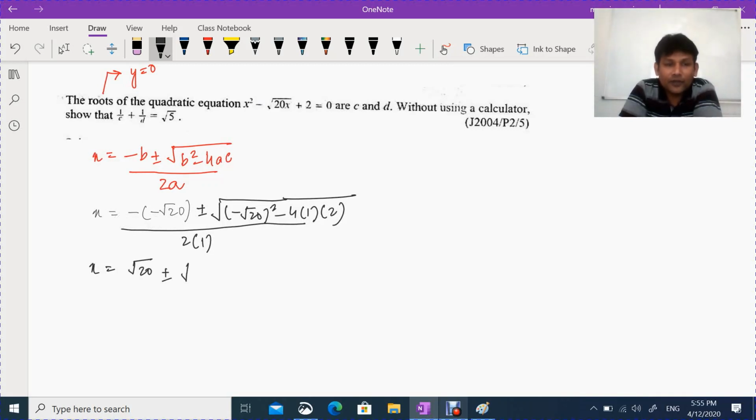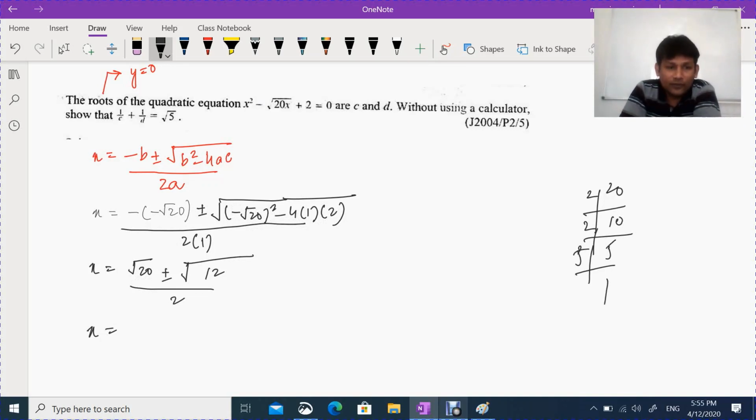Plus minus, you can use the calculator here. Minus square is positive 20. 20 minus 8 is 12. So you can write 12 here, divided by 2. X is equal to... The factors of 20 are 2 times 10, 2 times 5, and then 5.